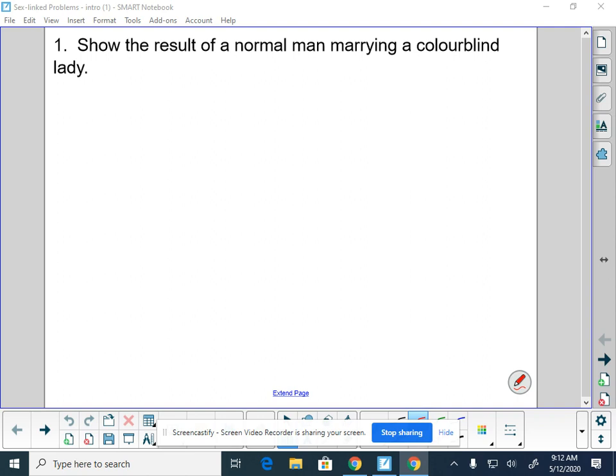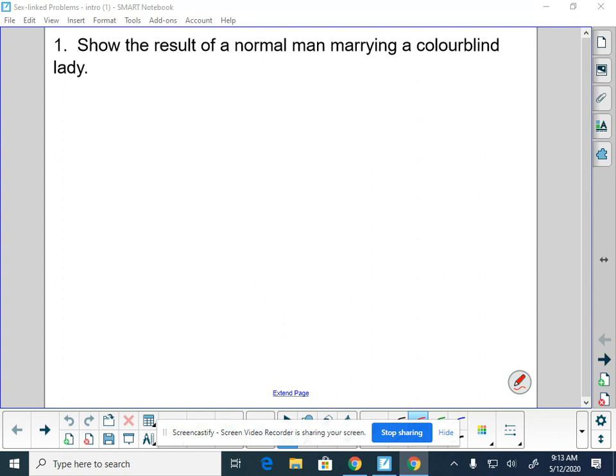Mr. MacKay again. Today we're going to start looking at the sex-linked genetic problems. These work a little bit differently than the autosomal genetic problems. Remember, we have 23 pairs of chromosomes, 22 pairs are called autosomes, and then our 23rd pair are called our sex chromosomes. If you're a male, you have an X and a Y sex chromosome. If you're a female, you have two X chromosomes.